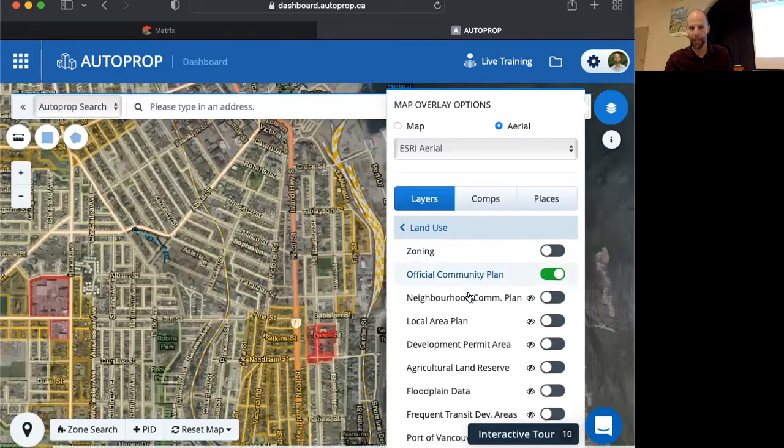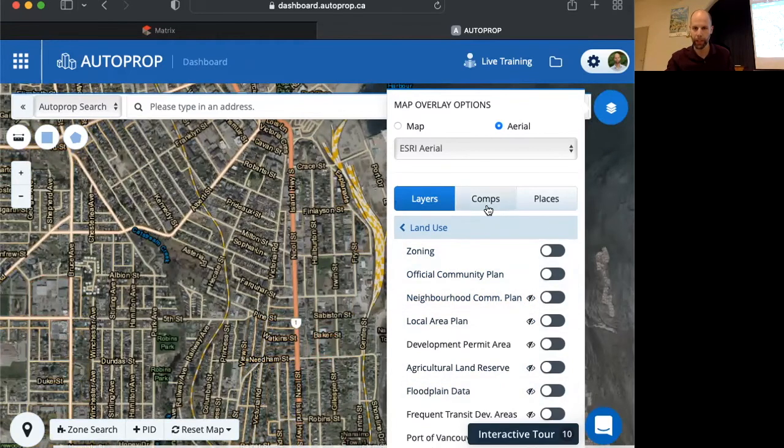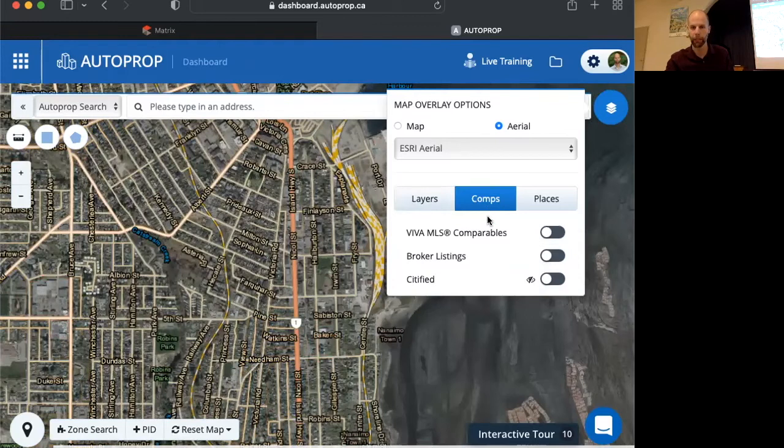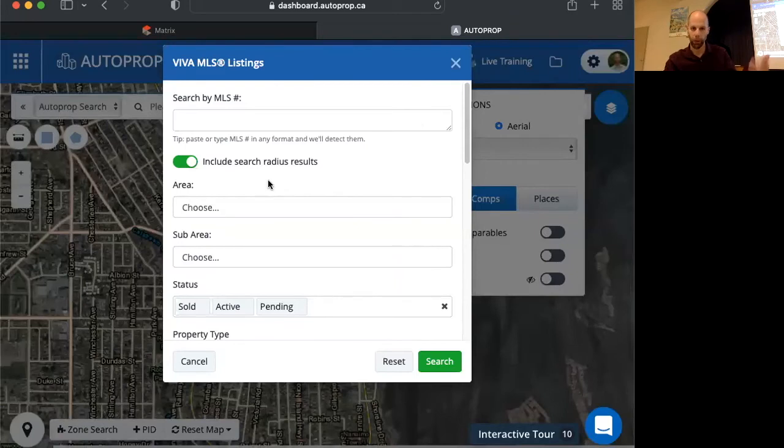The official community plan and the neighborhood plan and the local area map. So you can see when I hover on the thing here, there's no data available for this area. So every municipality calls it something different. For Nanaimo, it's the official community plan. That's what's on here. They don't have the floodplain data on here. So that's one thing I can search. I can search for comps that have sold in the area. It will ask me more about dates and when they sold and the type of property and stuff like that.